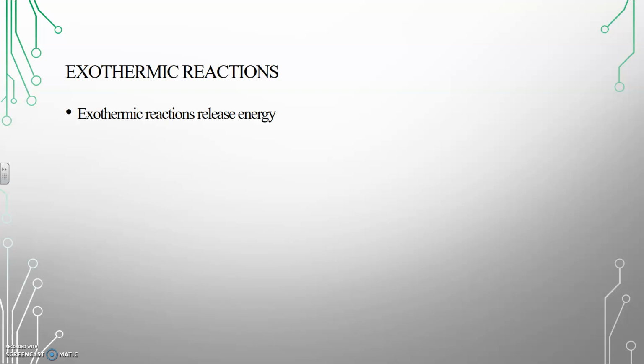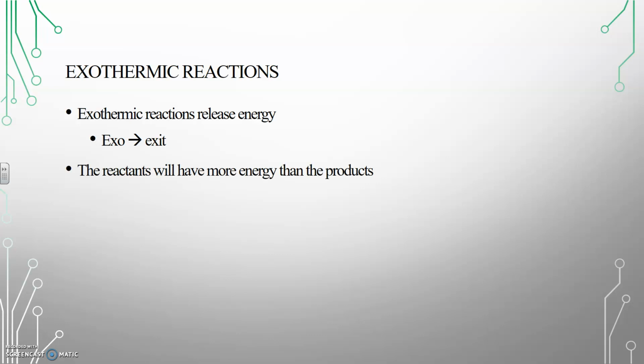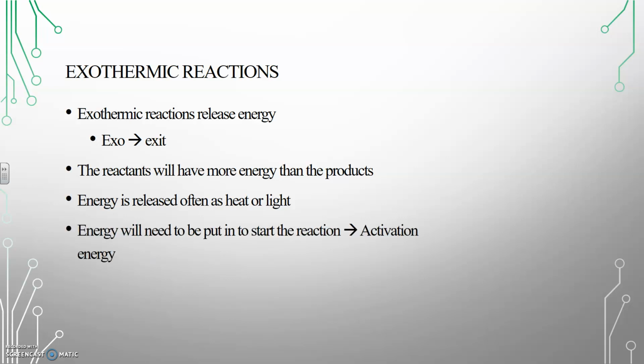So you have really two different types of reactions when you're talking about the energy of the reactions. So you have exothermic. So exo is going to release energy. So a way to remember this is exo, exit. Okay, so it's exiting the reaction. The reactants will have more energy than the products. So the energy is often released as heat or light. So if you have a reaction that's getting really hot, it's a good bet that it is exothermic. So energy will generally need to be put in to start the reaction.